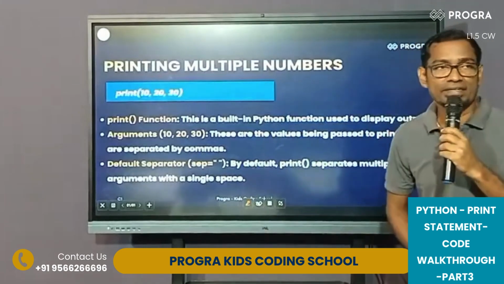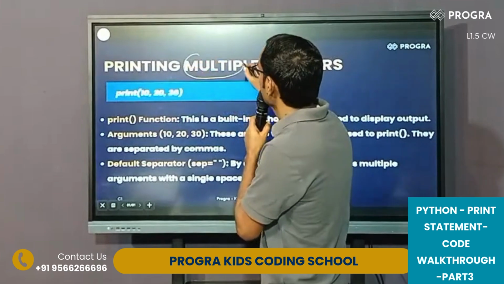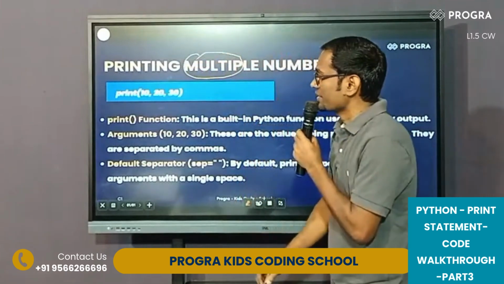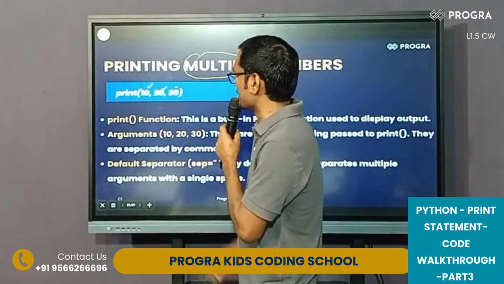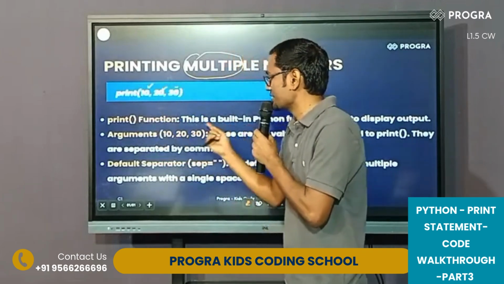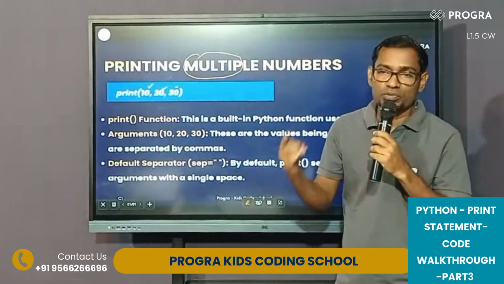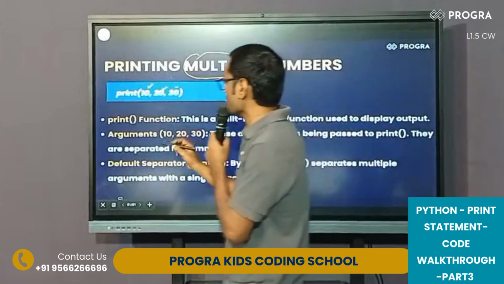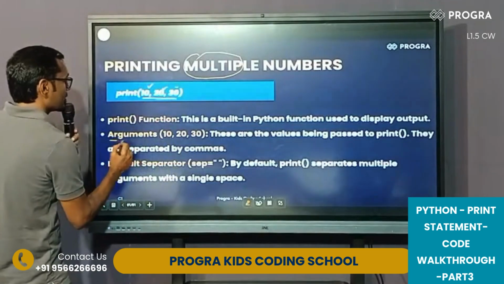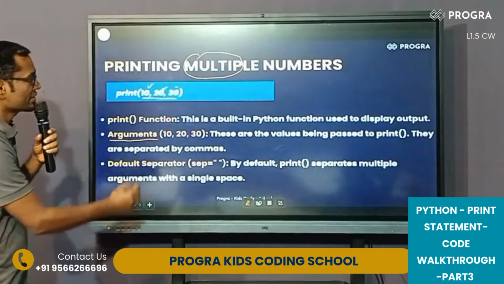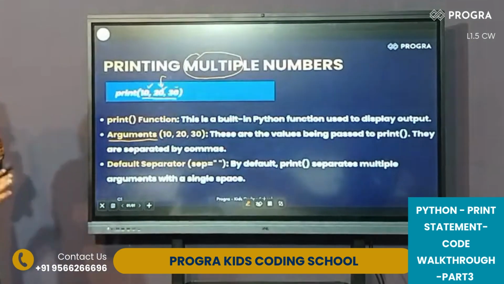Okay, so what did we learn last week? We started printing multiple numbers. For example, in this print function we are passing 10, 20, and 30. As you know, the print function is a built-in function that displays the output to the console. Here, 10, 20, and 30 are arguments. These are the values that we are passing to the print function.